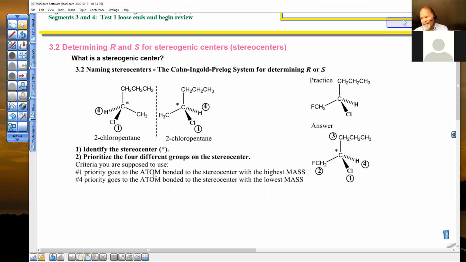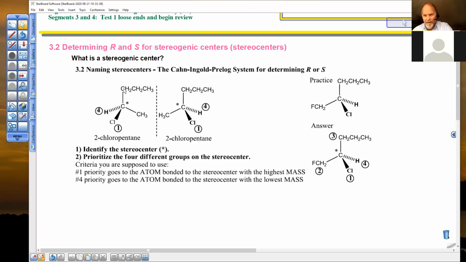Atom. The heaviest atom is a chlorine, which weighs 35.45 grams per mole, straight off the periodic table provided to you on every test. And the lightest atom, the number 4 priority, will go to the hydrogen with a weight of 1.0079 grams per mole. So that immediately establishes priority number 1 and priority number 4. Why didn't I do 2 and 3? Because following the rules here, we have a carbon atom and another carbon atom. That's a tie.